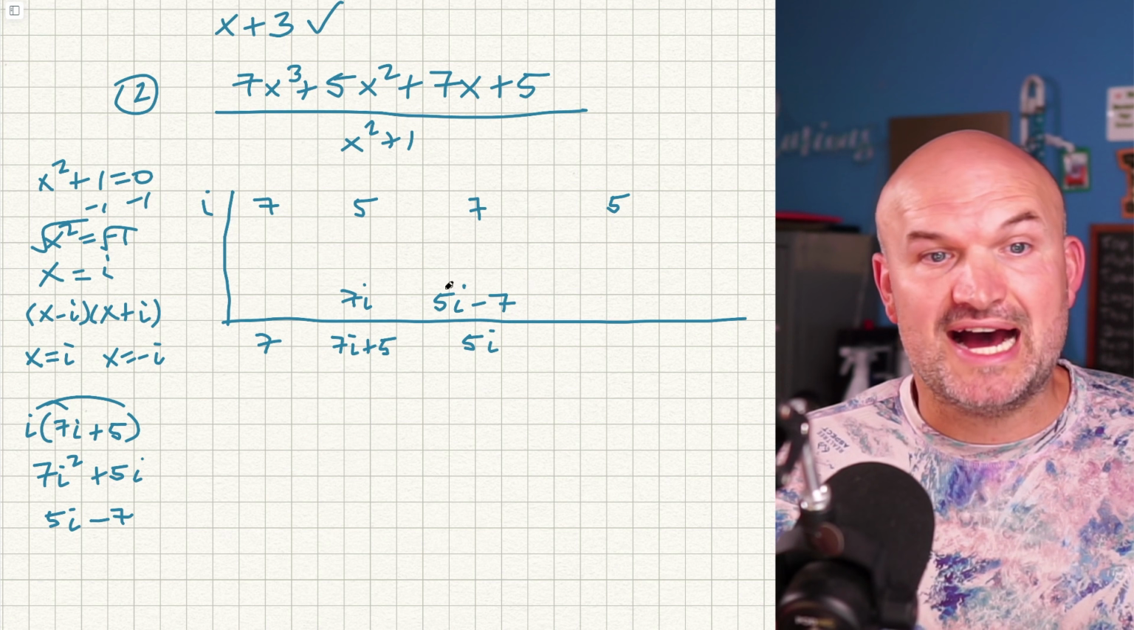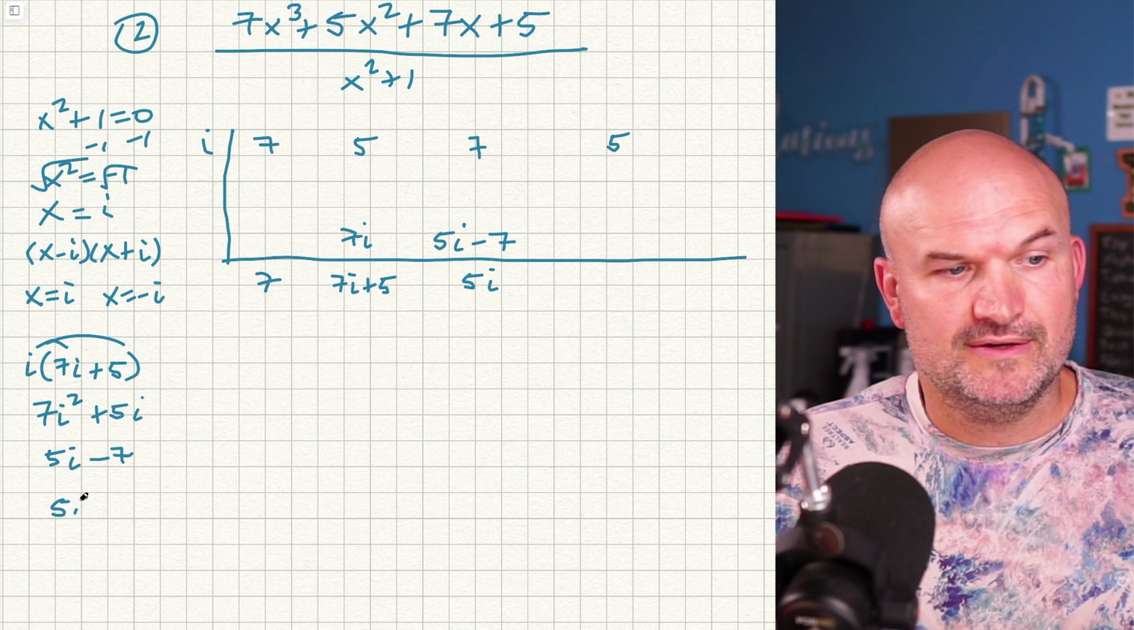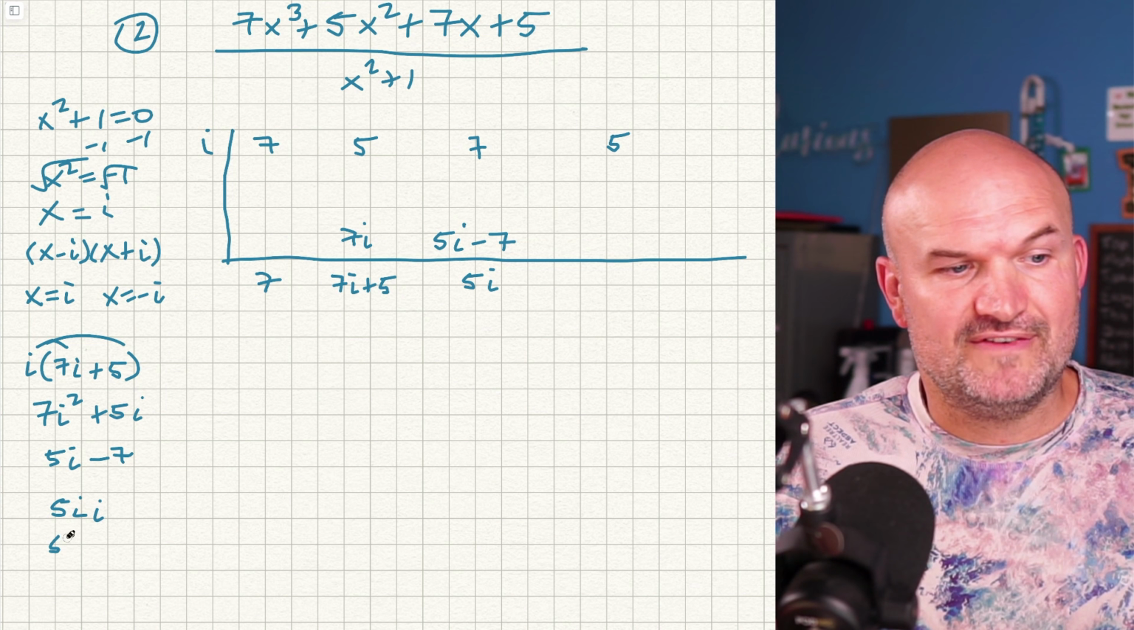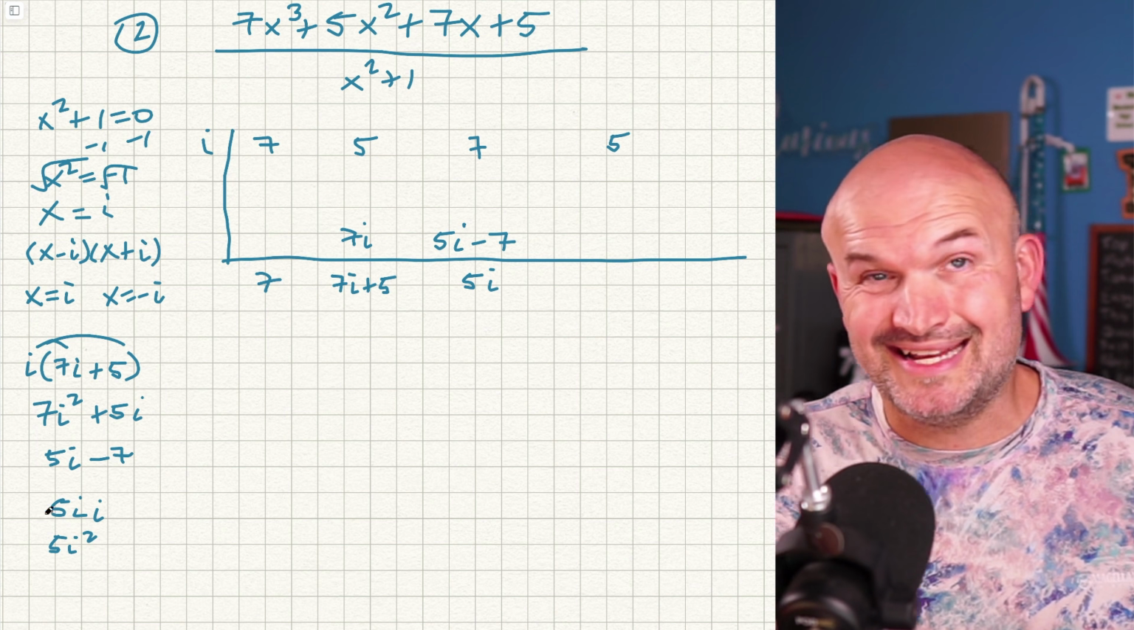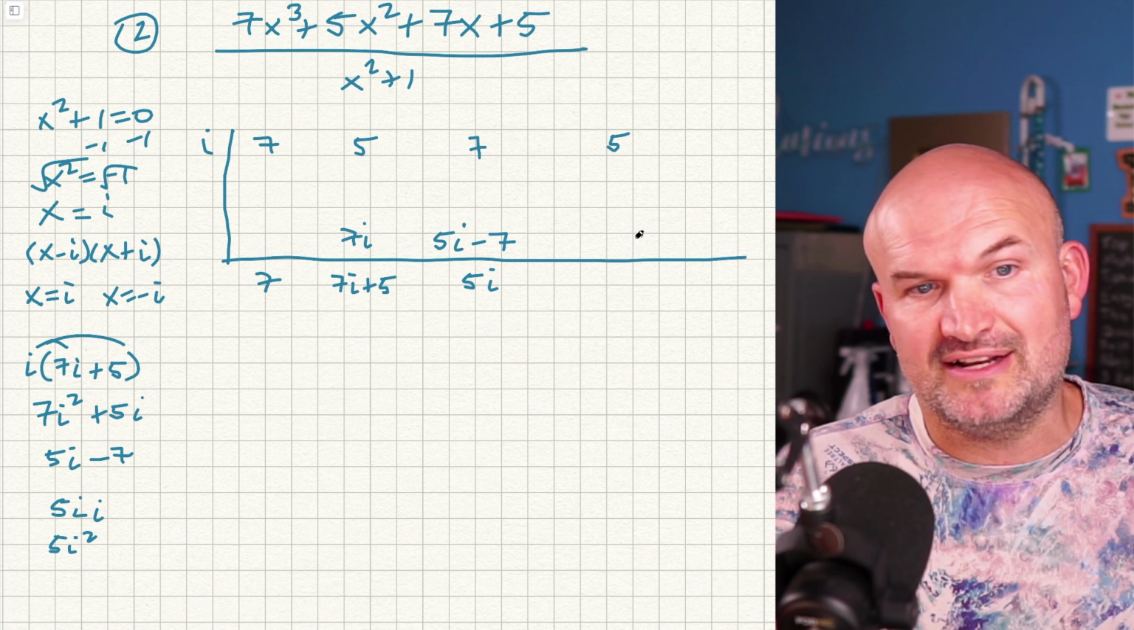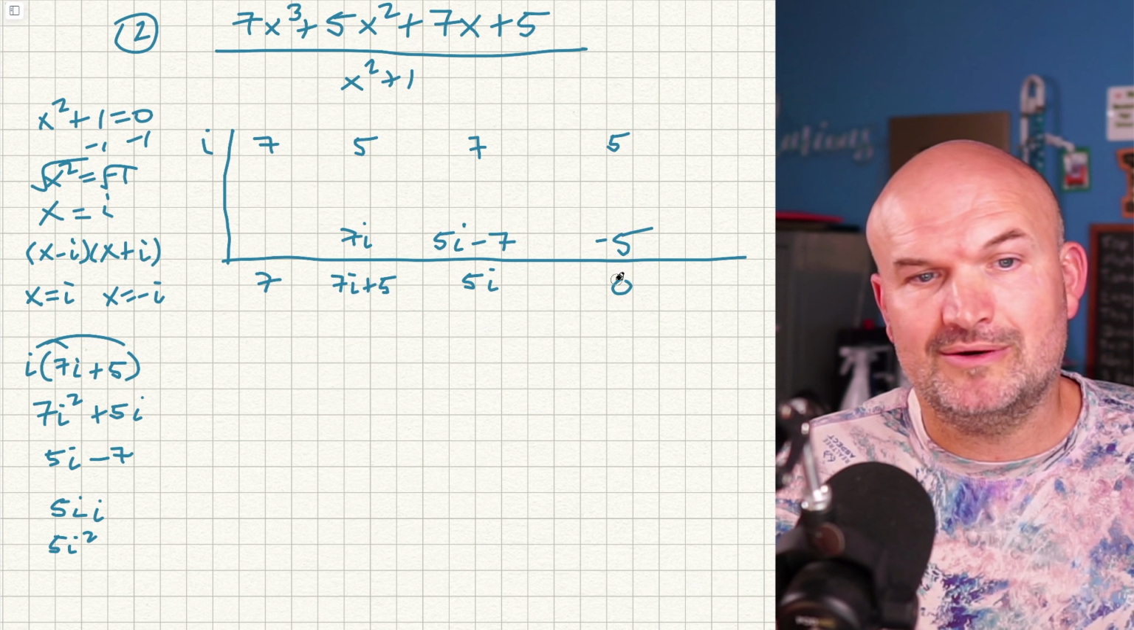Then 5i times i is, again, we can just write it out there. 5i times i is a 5i squared, which is, again, i squared is -1. -1 times 5 is -5. Boom. There we go. We get our 0.